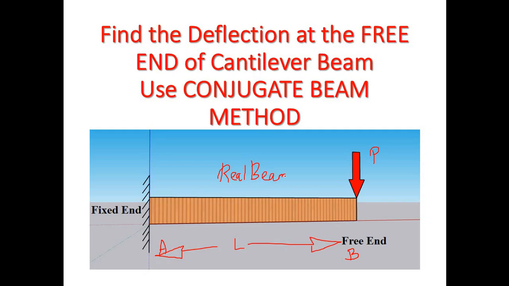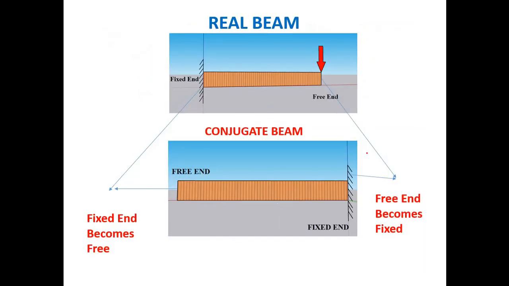So obviously you are going to convert this cantilever beam into a conjugate beam. Here you can see that the free end has become fixed at this location and the fixed end has become free at this location. So the fixed end becomes free and the free end becomes fixed, and this beam is said to be the conjugate beam. Now this is the equivalent conjugate beam to the cantilever beam considered.